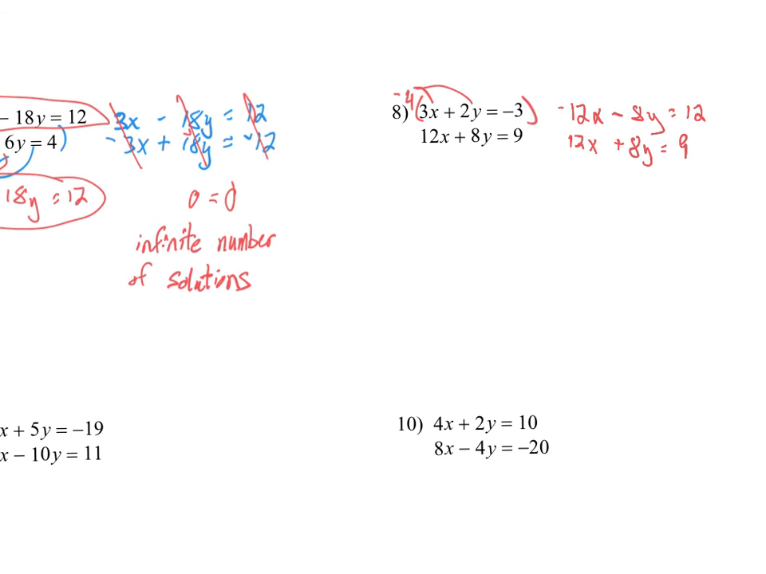Okay, then I'm going to add them together. The x's cancel out, the y's cancel out, but the numbers don't. Right, so I have 0 equals 21. And that's false, right? 0 does not equal 21. So that's what it looks like when there's no solution.